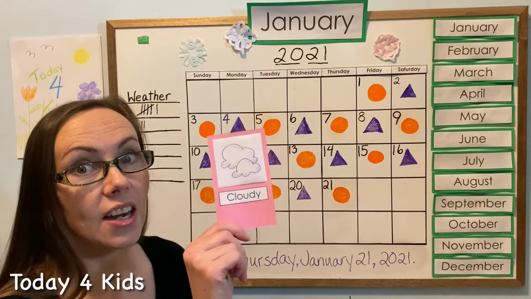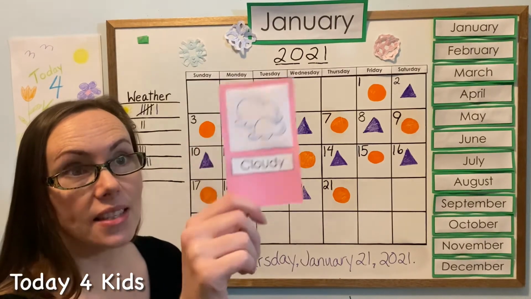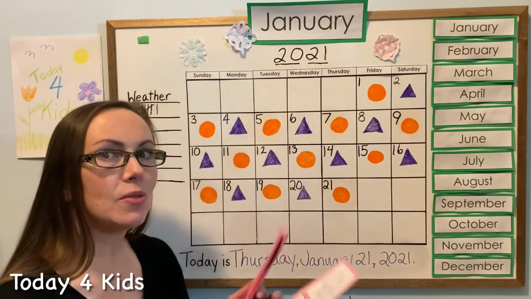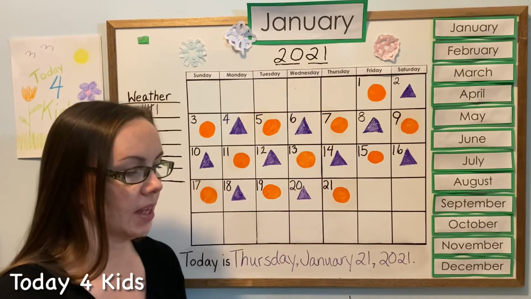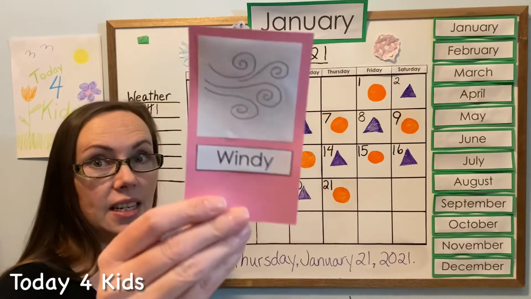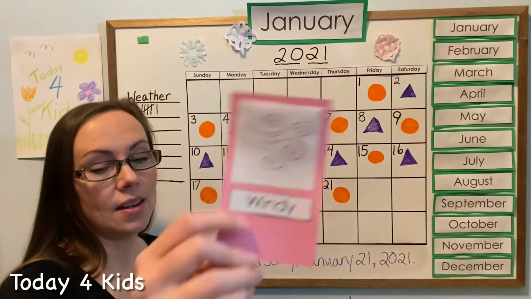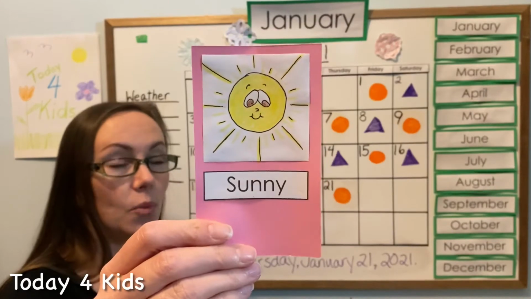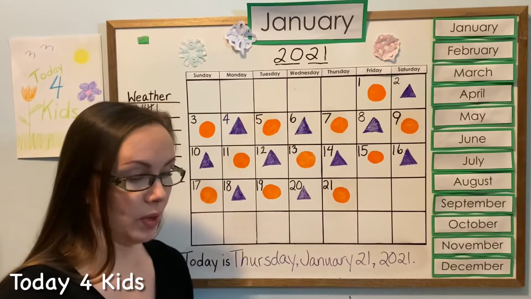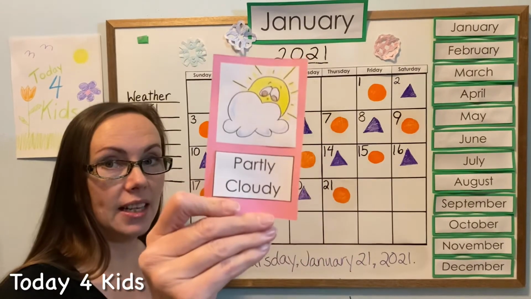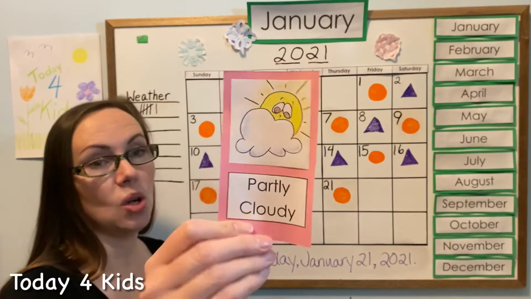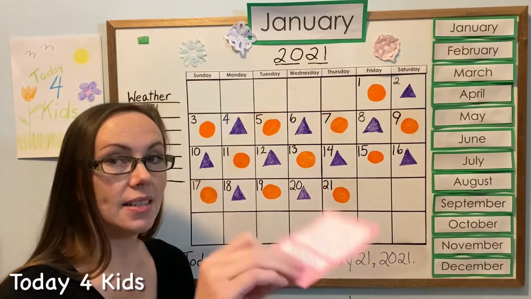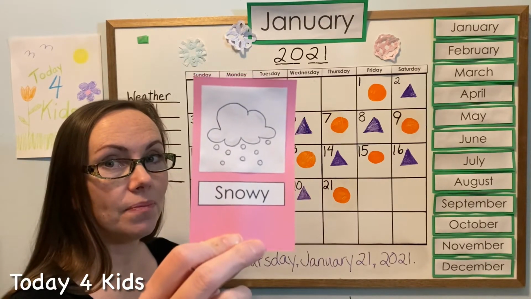So there is clouds in the sky, lots of clouds. Is it cloudy where you live? Lots of clouds, but those clouds are doing something. Windy? It's not windy today. Is it windy where you live? What about sunny? We don't have any sun where I live today, so we'll put that one away. Partly cloudy and partly sunny? Nope, no sun where I am. What about it where you live? Is it snowing where you live?